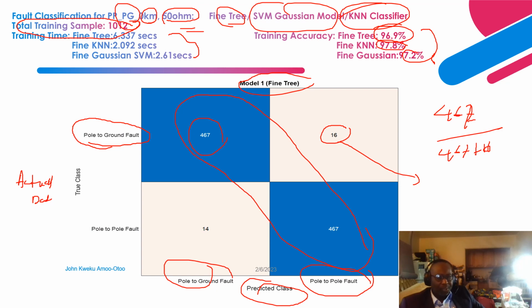The same applies to this one. For a pole-to-pole fault, 14 out of the pole-to-pole fault data were misclassified as a pole-to-ground fault, and 467 of the pole-to-pole fault were correctly classified as pole-to-pole fault. So this is how the percentages come into play.